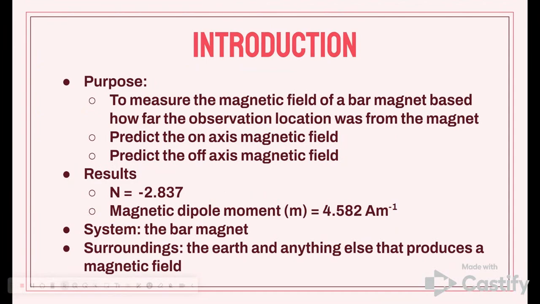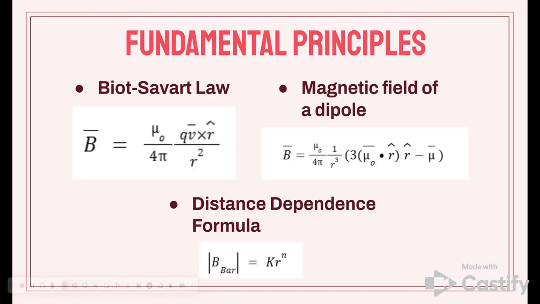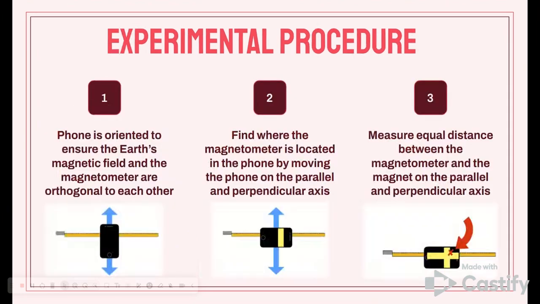And the system was the bar magnet, and the surroundings were the earth and anything else that produces a magnetic field. So we used these for our calculations: the Biot-Savart law, the magnetic field of a dipole, and the distance dependence formula. And so this was our process taken from the procedure, where we used an app on our phones to orient our phones to ensure that Earth's magnetic field and the magnetometer are orthogonal to each other. And then we found where the magnetometer is located by moving the phone on the parallel and perpendicular axis.